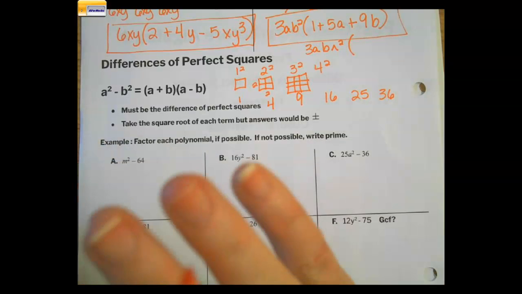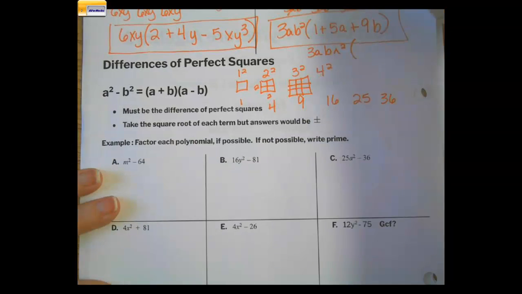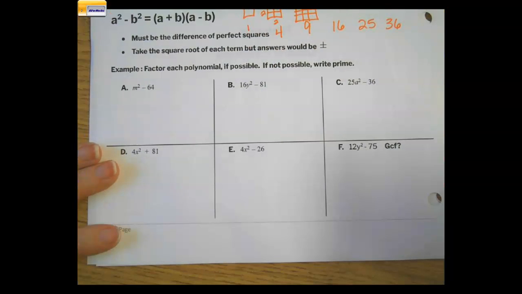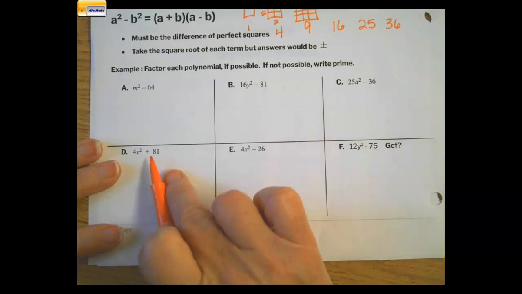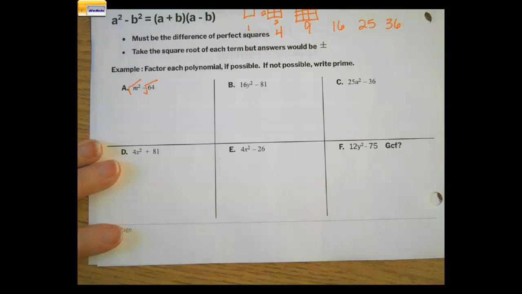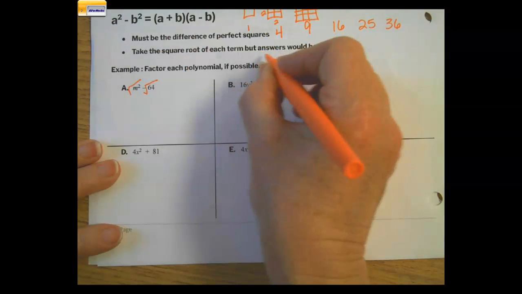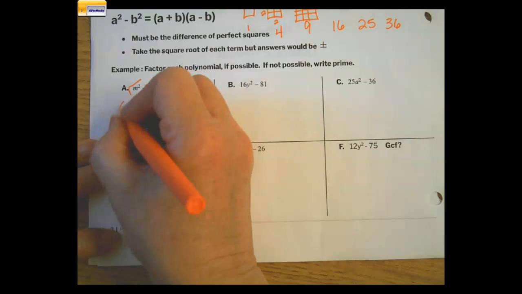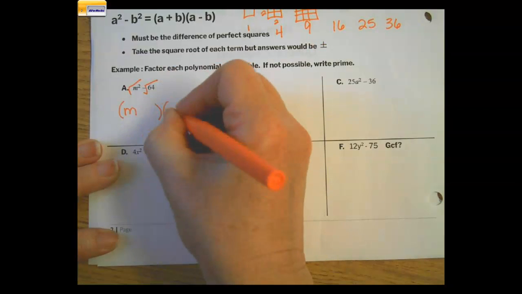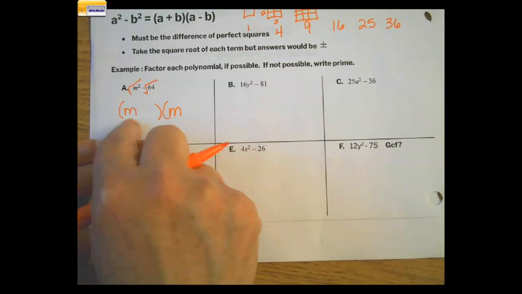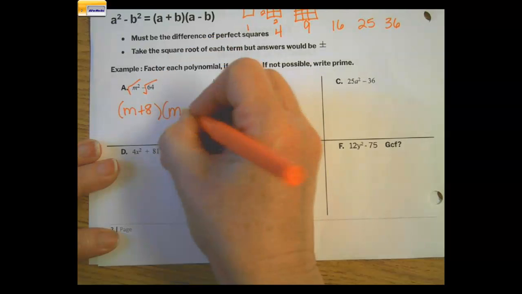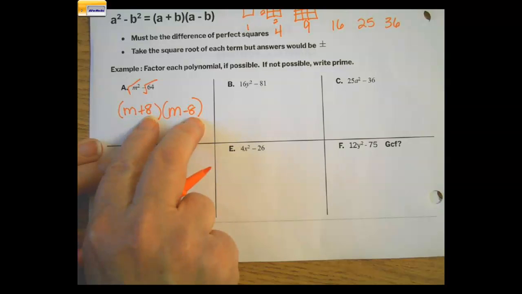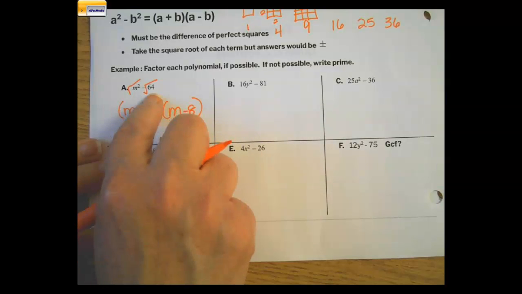This is a way to factor, and it's kind of like a shortcut. It only works if it's the difference of, so if it's subtraction. If it's not subtraction, like this one, it's not going to work. All you're going to do is take the square root of each term, but your answers would be a positive and a negative. The square root of 64 is 8, so we're going to have a positive 8 and a negative 8. The reason we have a positive and negative is because these two multiplied give us that.